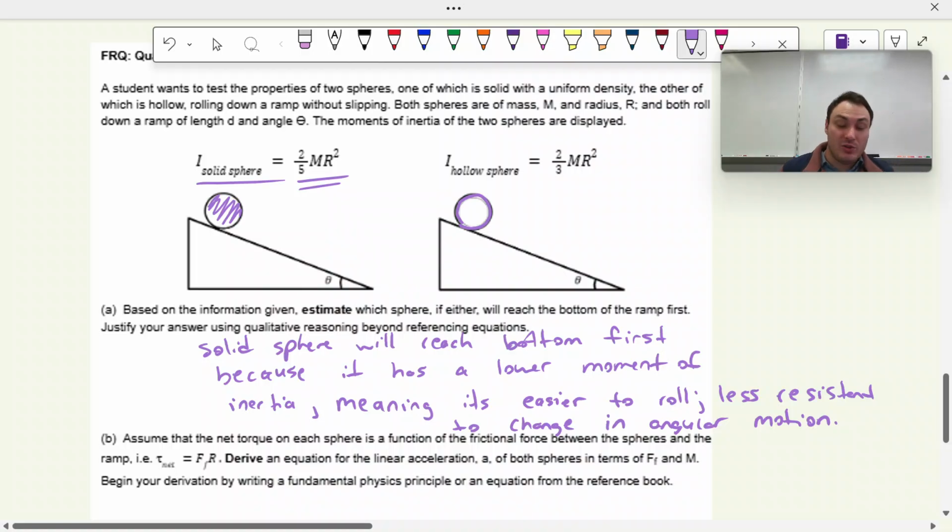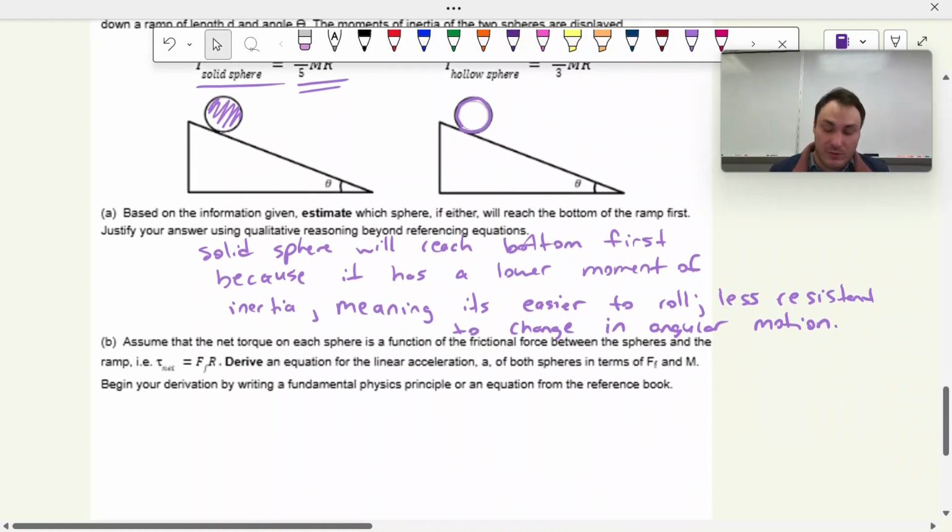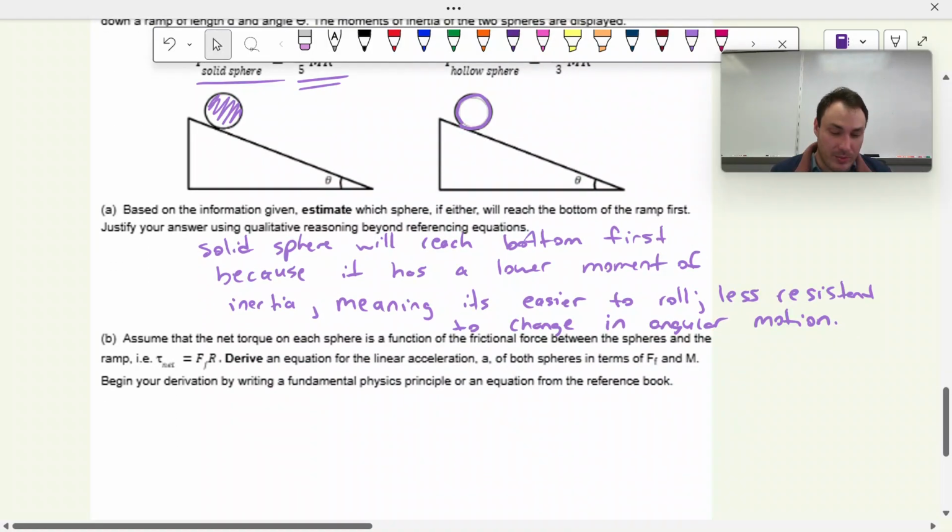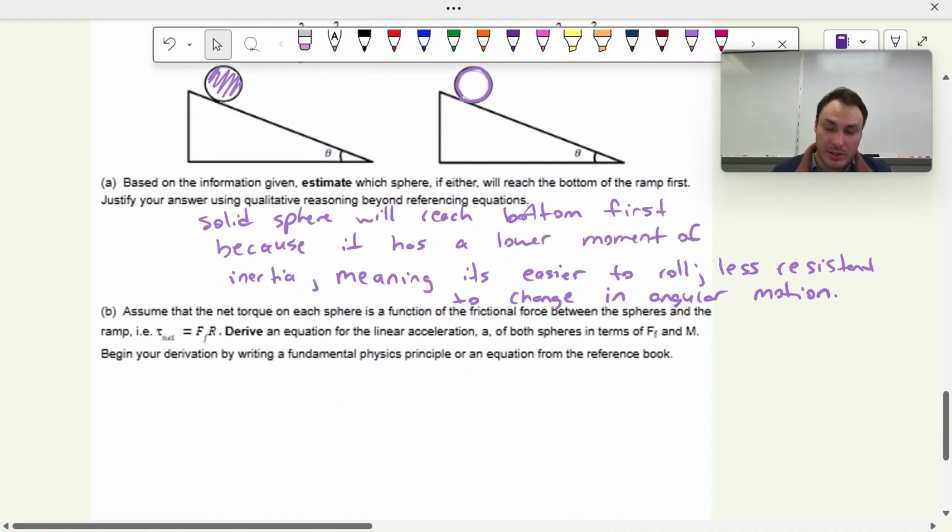All right, assume that the net torque on each sphere is a function of the frictional force between the spheres and the ramp. Derive an equation for the linear acceleration A of both the spheres in terms of force of friction and mass.